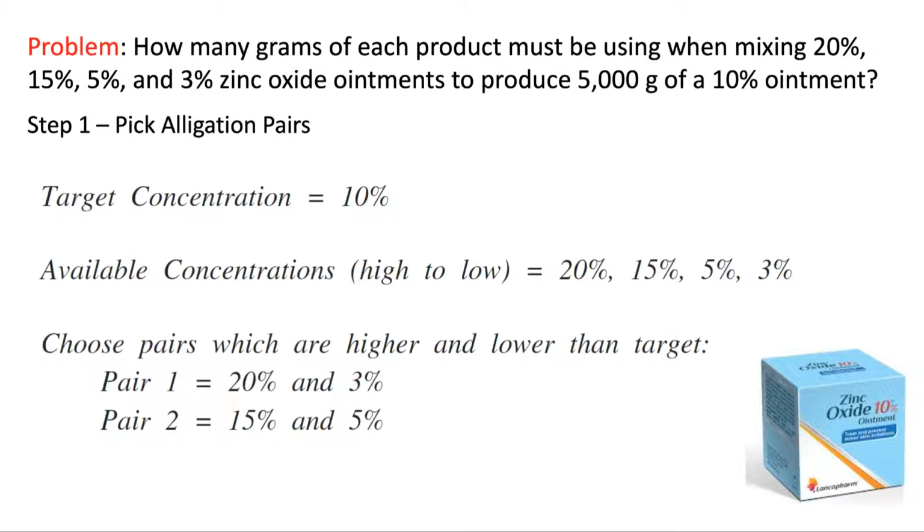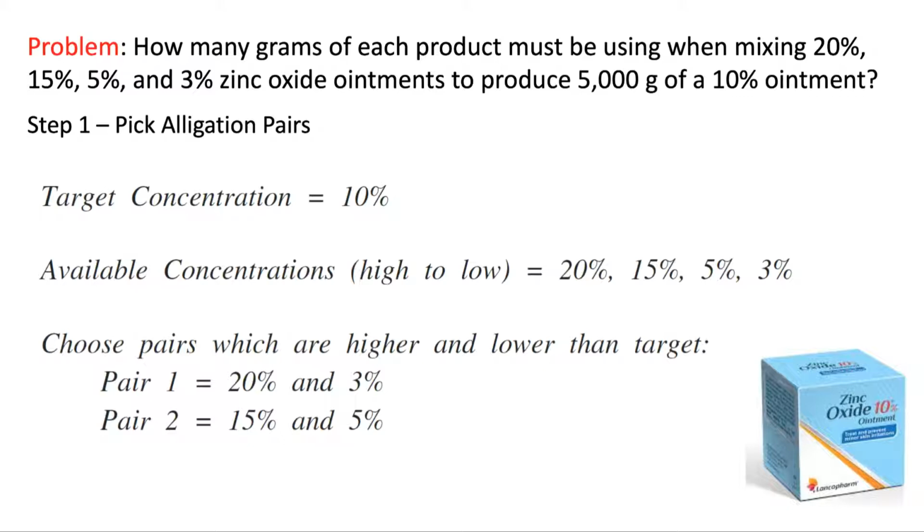So what I chose to do for my first pair was to combine the 20% and the 3%. And again, both of those, the 20 is higher and the 3 is lower than our target of 10%. And my second pair was to combine the 15%, which is higher, and the 5%, which is lower than our target of 10%. I certainly could have switched those. You could have done this calculation mixing the 20 and the 5 and the 15 and the 3. That would have worked just as well.